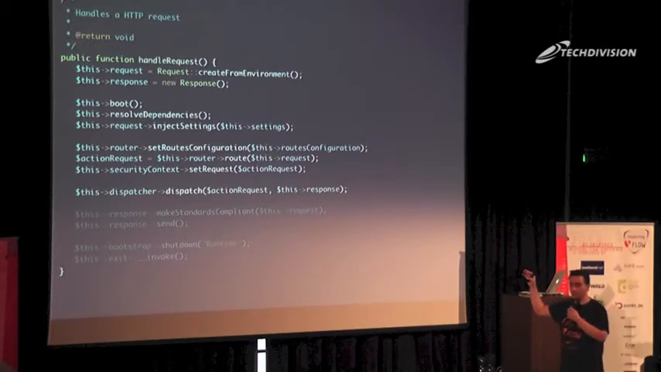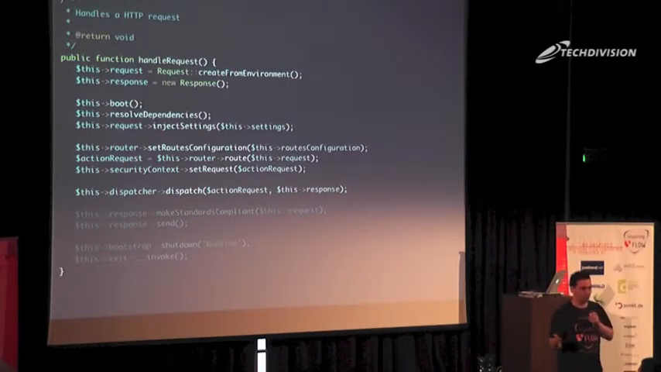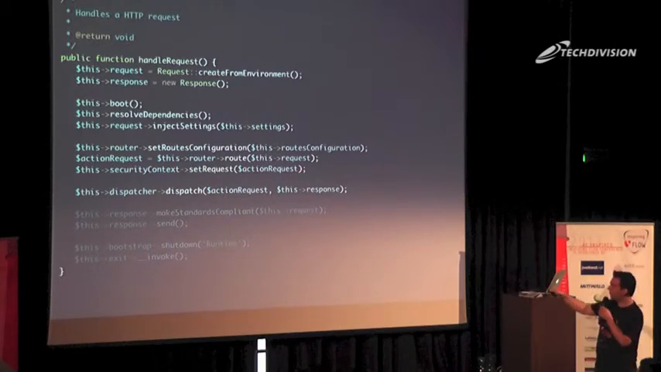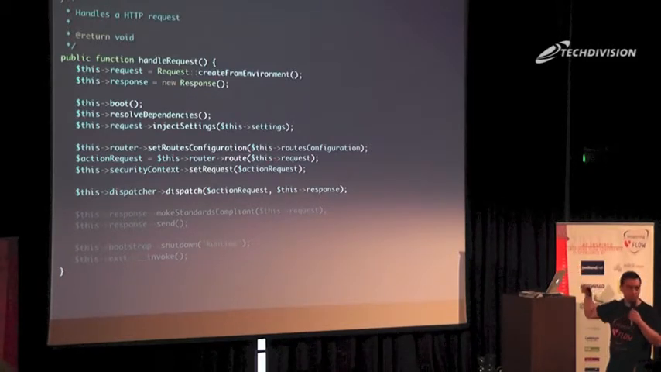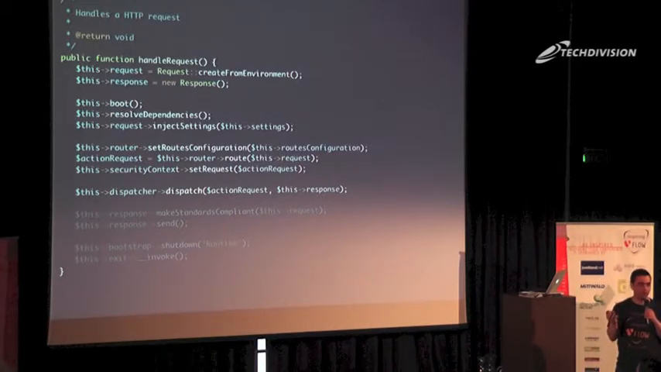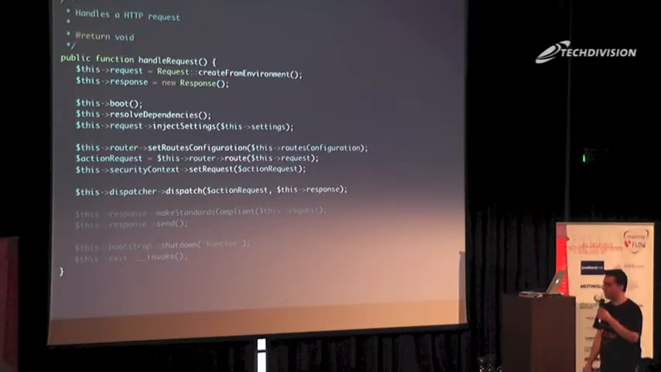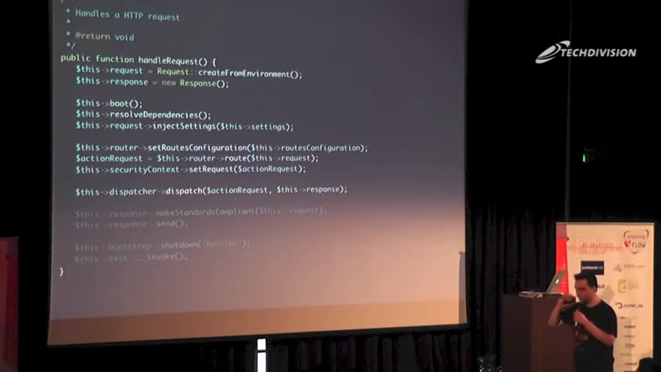So who is responsible for getting that information? Which controller is responsible? And that's the routing system. So you see that we're setting the route's configuration, and then we ask the router to create an action request out of the information you have in the HTTP request. So this is where we get an action request back. Then we set the context for the security framework, and then the dispatcher takes over.